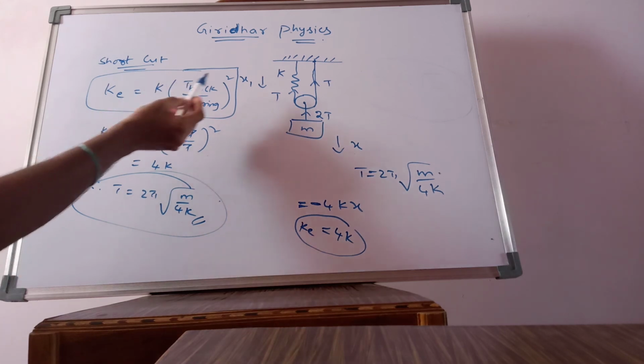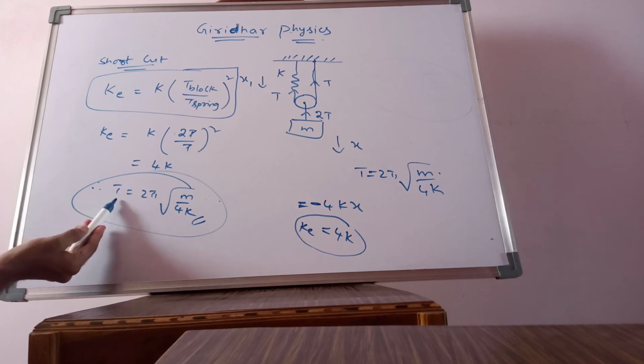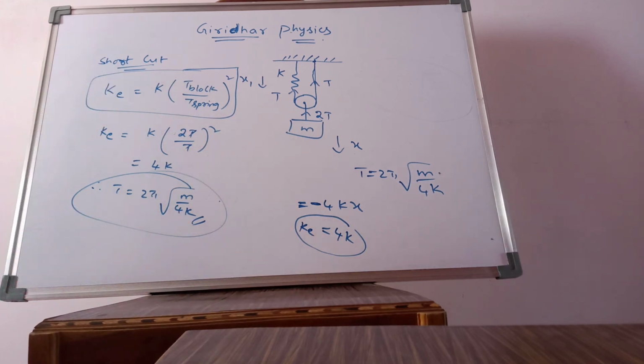So students, in this system we have only one spring. Suppose we consider the system as 2 springs or 3 springs or 4 springs, how can you calculate the time period by using the shortcut method? I will explain in the next video.